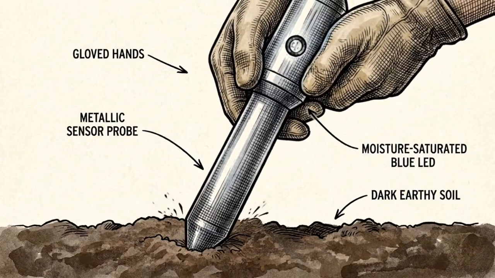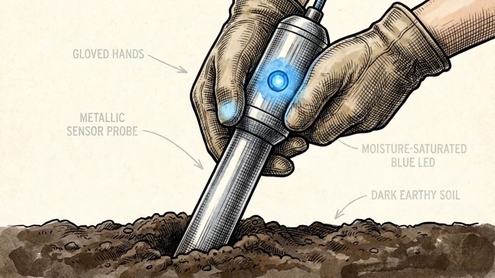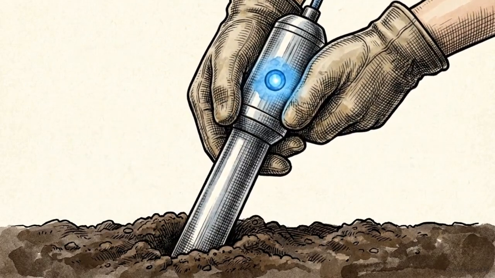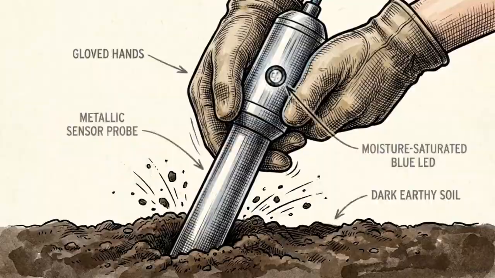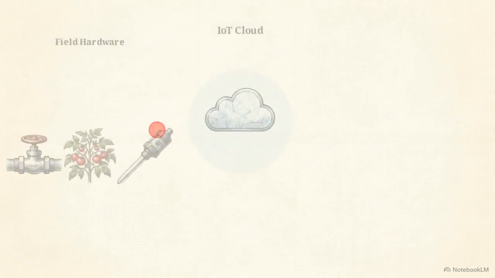Instead of a farmer manually sampling soil once a week, these probes generate a continuous data stream, transmitting environmental conditions 24 hours a day. Without this constant physical data anchoring the system, the rest of the high-tech cloud infrastructure would be blind. Step 3 is processing.